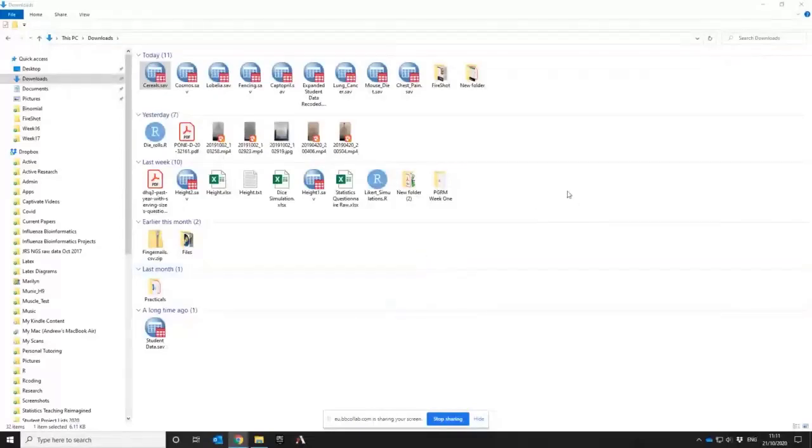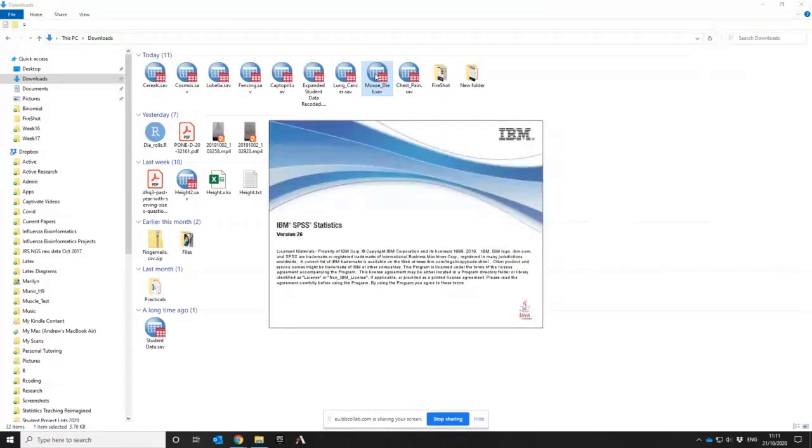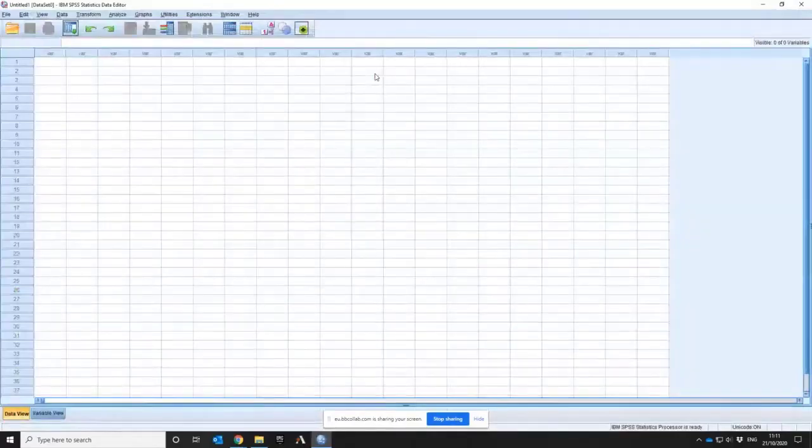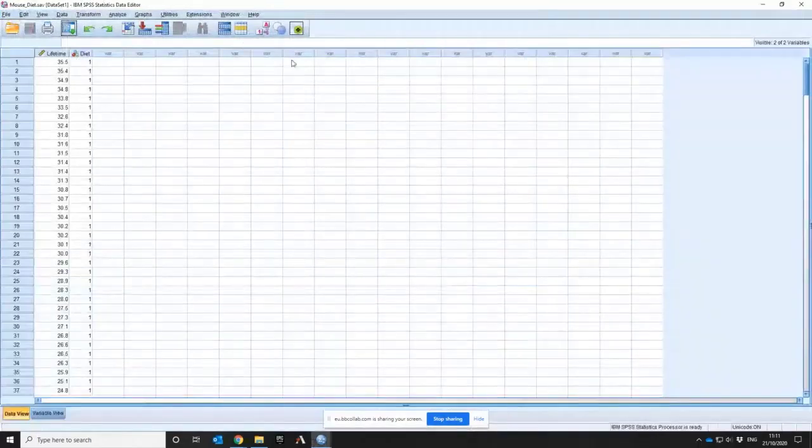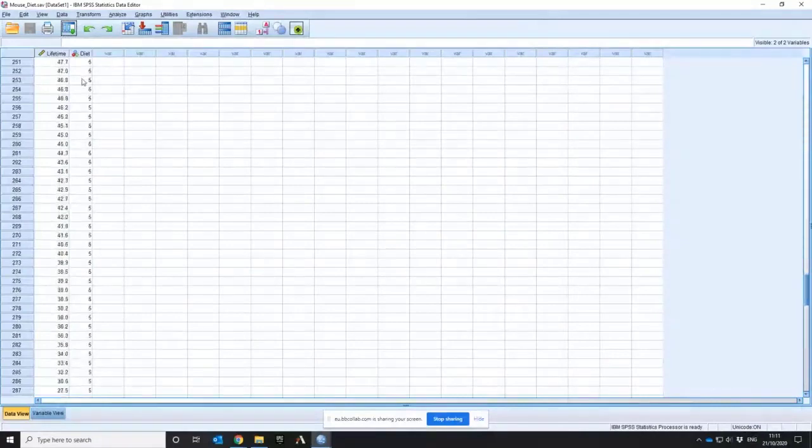The last case is ANOVA, and I'm going to pick the mouse diet case this time. If I double click on the mouse diet file, this will open up IBM SPSS. So here's how long your mouse lives. Here's its diet. There are 4 different diets. Oh, 6 different diets they did.